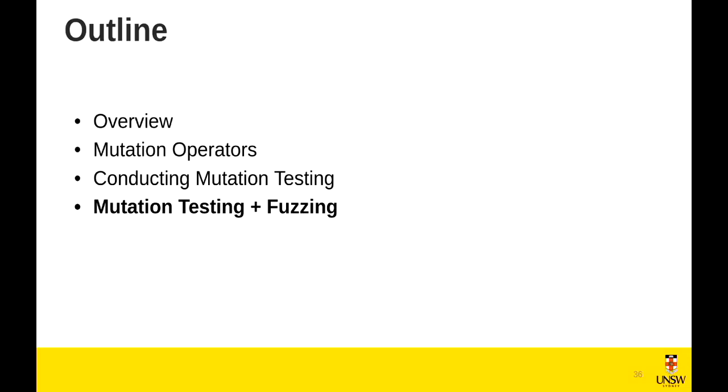A mutant is killed if it fails any of the tests that the original program could pass. That is, the original program could pass the test, but the mutant cannot pass. Then the mutant is killed. If a mutant is not killed by any of the test cases in the test suite, then it is called a live mutant. We can also calculate the mutation score, the number of killed mutants divided by all the mutants, and this reflects the quality of the test suite.